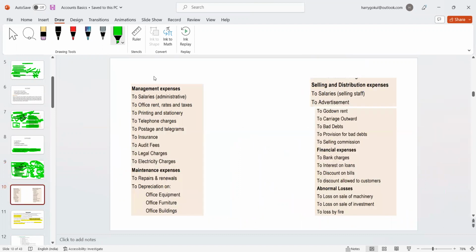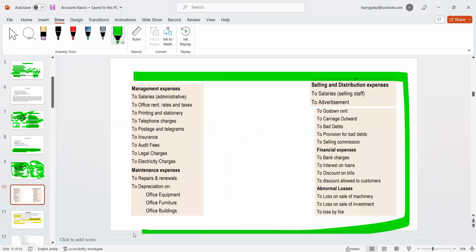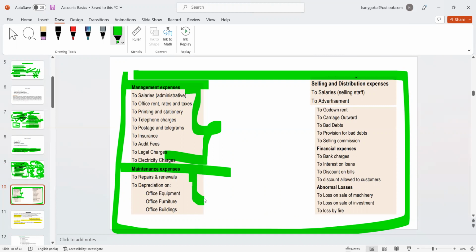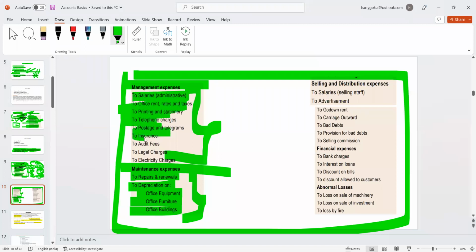Okay, what is meant by indirect expenses? These are called indirect expenses. One is management expenses, to run and manage, like administration expenses. What are maintenance expenses? Repairs on the assets, equipment, furniture and building. If you have any repairs, maintenance, depreciation will come under maintenance. Salary, rent, printing, stationery, telephone, postage, insurance, audit fee.